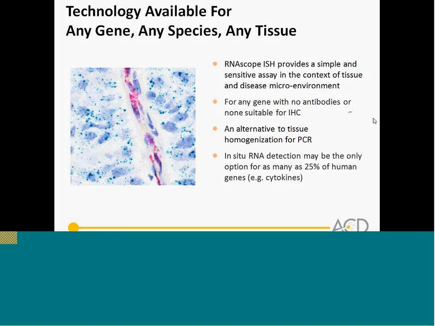We consider this as an alternative to tissue homogenization for doing RT-PCR, or to synergize with that in your validation step. It can be the only option for as many as 25% of human genes for which IHC antibodies are not available.